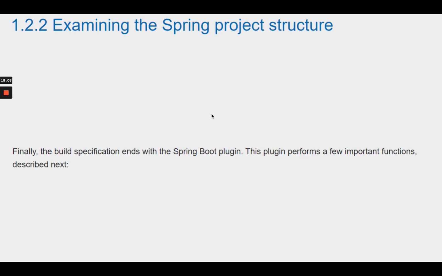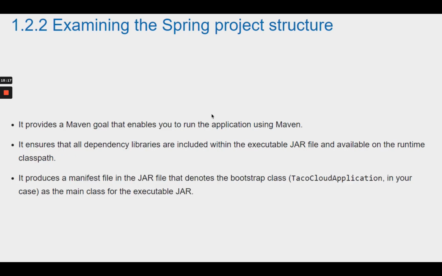Finally, the build specification ends with the Spring Boot plugin. This plugin performs a few important functions described next. It provides a Maven goal that enables you to run the application using Maven. It ensures that all dependency libraries are included within the executable jar file and available on the runtime class path. It produces a manifest file in the jar file that denotes the Bootstrap class, TacoCloudApplication in your case, as the main class for the executable jar.